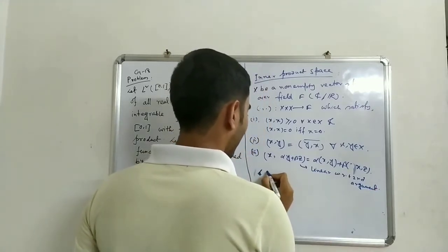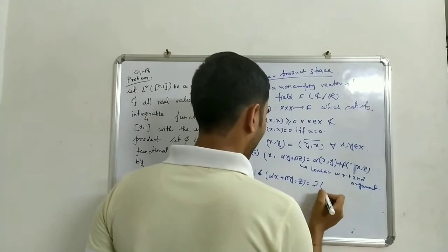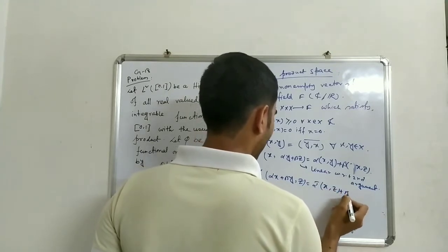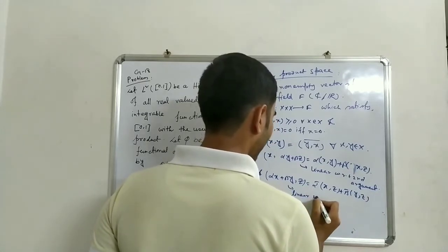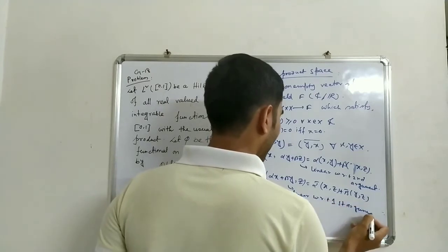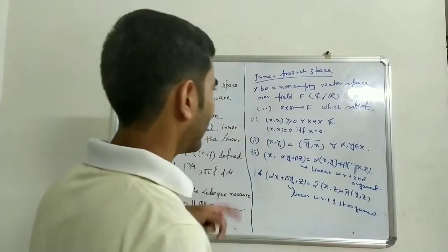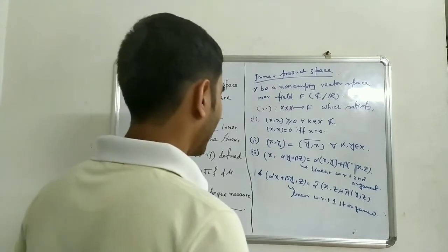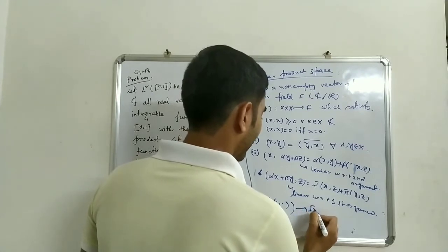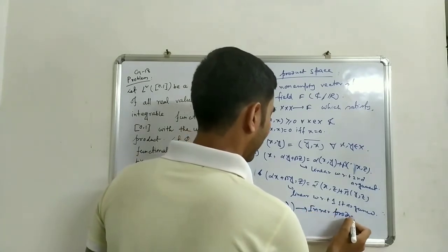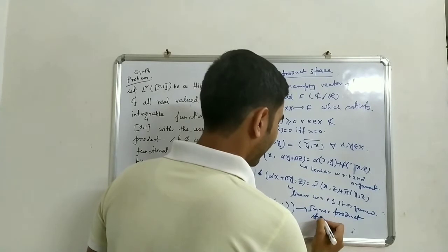And the inner product of alpha x plus beta y and z is equal to alpha bar times the inner product of x and z plus beta bar times the inner product of y and z. This is also linear with respect to the first argument. If a mapping satisfies these three conditions, then we say that this mapping is an inner product, and X with this inner product is called an inner product space. Clear?